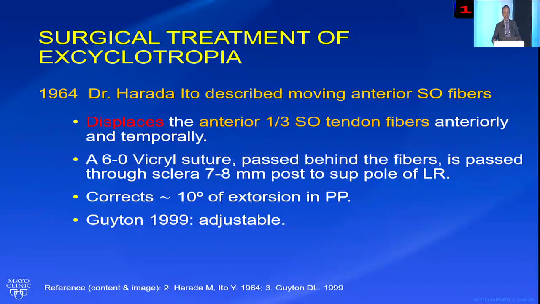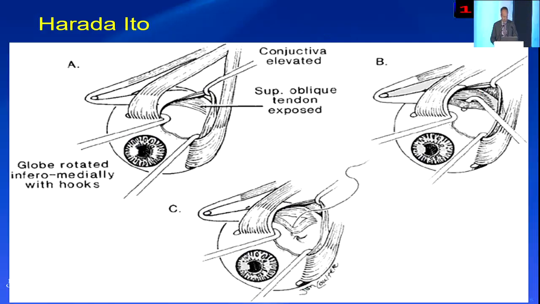2 years later, Harada Ito said, well, let me use that new understanding and move those. And so the Harada Ito procedure became our first step at intervening for purely a torsional strabismus in a very articulated way, not trying to change horizontals or vertical. And he grabbed the anterior fibers. It was described about 2/3 of it, and he pulled them anteriorly and temporally to correct. So this is a diagram that's been done. You see number C down there, pulling the fibers anteriorly and temporally to create torsion on these fibers.